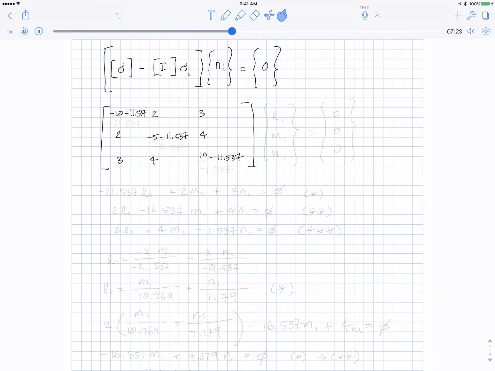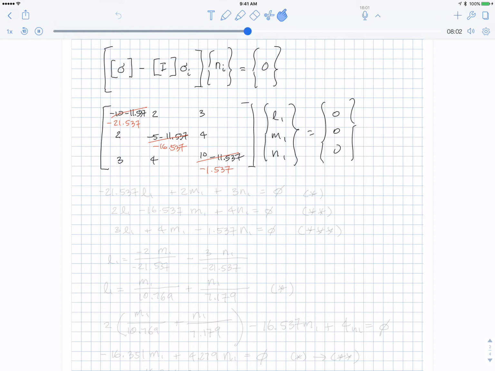So that, when multiplied by the unit vector L, M, N, and to let us know that we're doing this for principal stress 1, add the subscript 1, that will all equal 0. Okay, so I'm going to do the subtraction first. So 10 minus 11.537 is minus 21.537. This is minus 16.537, and that's minus 1.537.